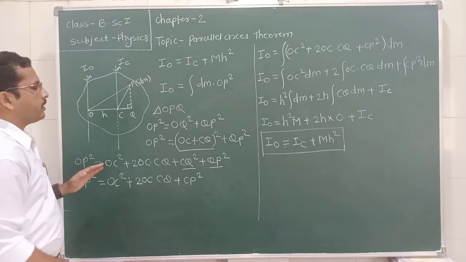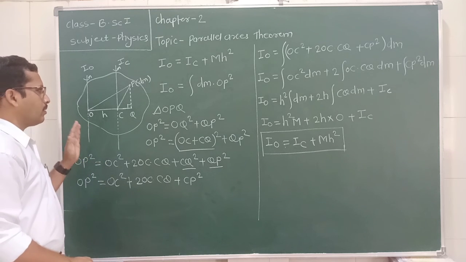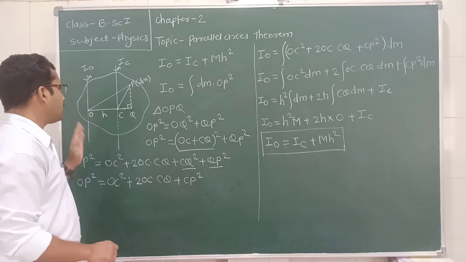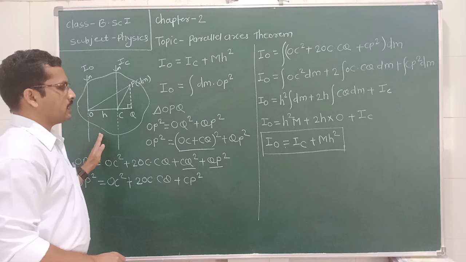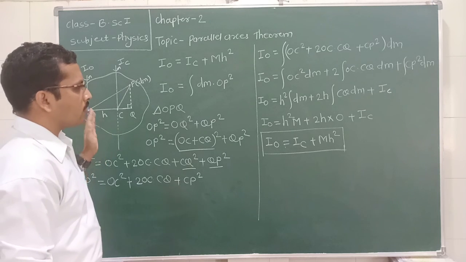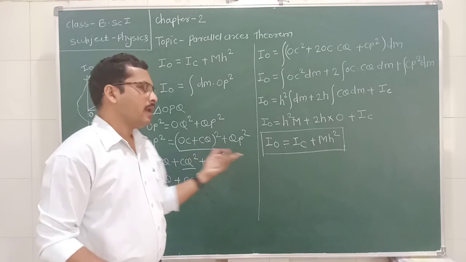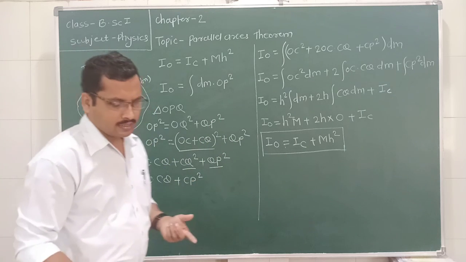So this is the proof of the parallel axis theorem, which states that the moment of inertia of a body about any axis is equal to the sum of the moment of inertia about the center of mass and the product of the mass of the body and the square of the distance between the two parallel axes. So this is the proof of the parallel axis theorem.